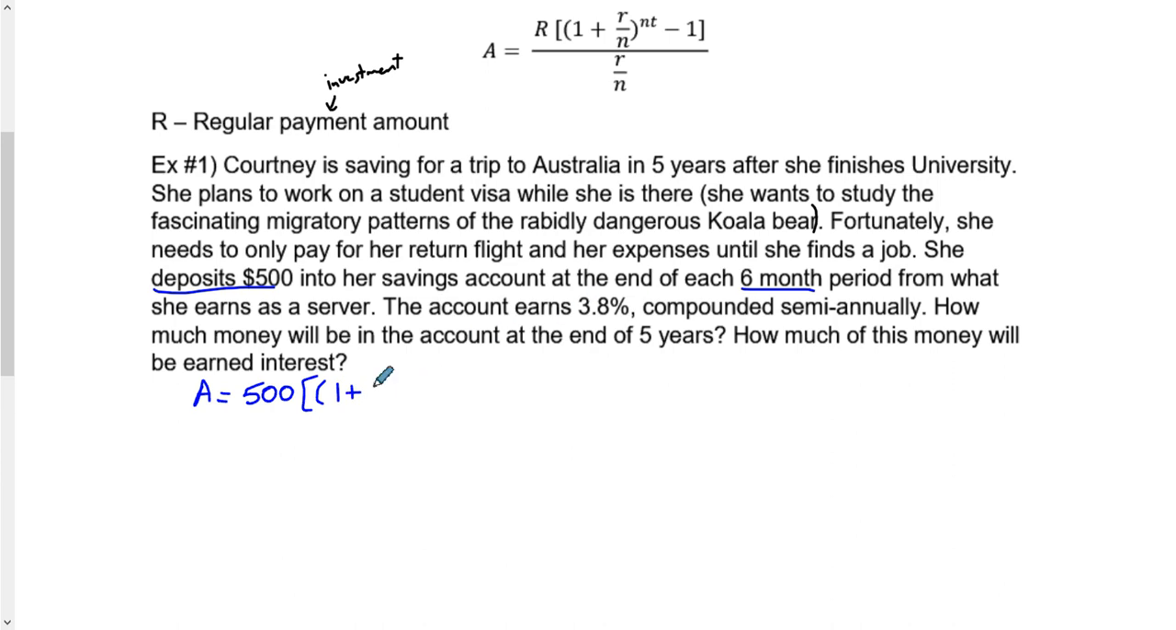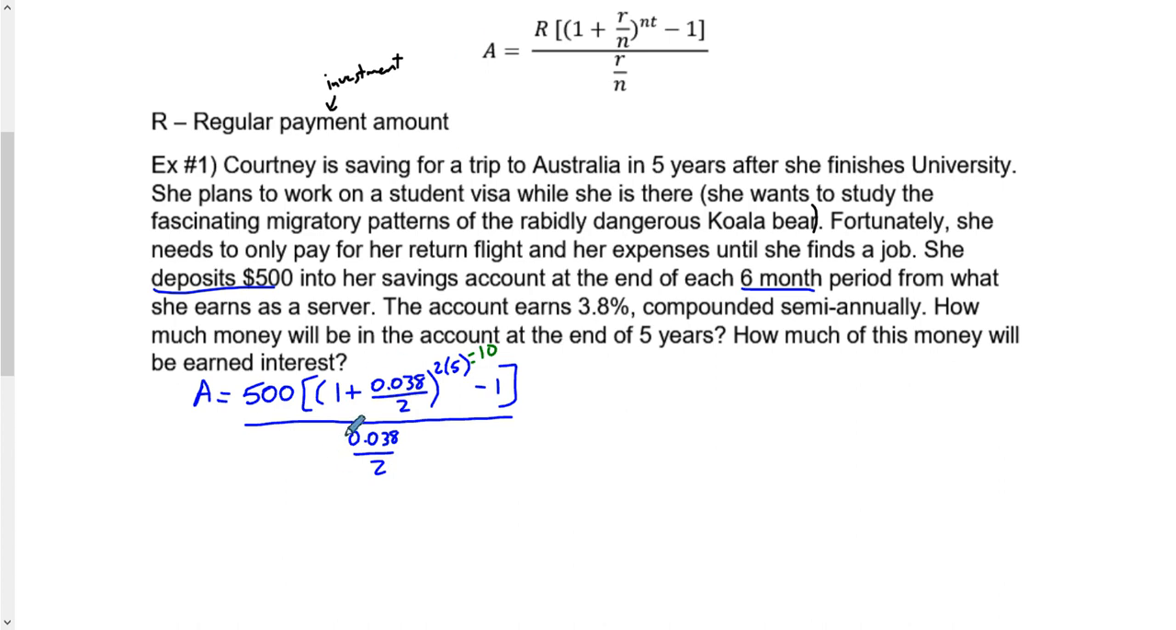The rate is 3.8%. And it's compounded semi-annually, which means that our n value is 2. So 2 at the end of 5 years, which is our time. As I said before, it's really nice: anything that you have as an exponent, evaluate right away. But it's being divided by this r over n. So it's being divided by 0.038 over 2.